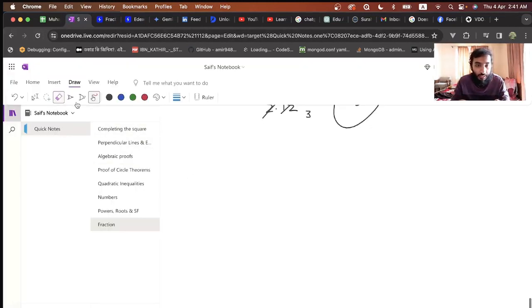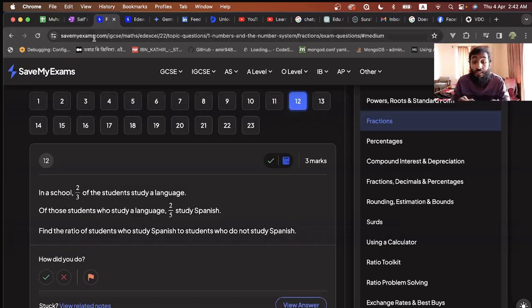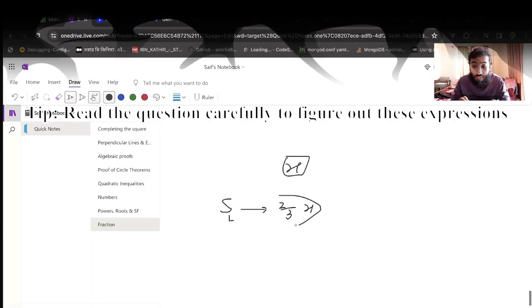So if I open my notepad, let's say the total number of students in the school is X. What are the students who study any language? Let's say SL. This is 2/3 of the total number of students. So 2/3 of the students study any specific language. And of those students who study a language, 2/5 study Spanish, right?